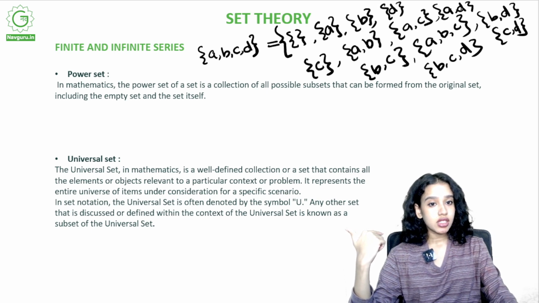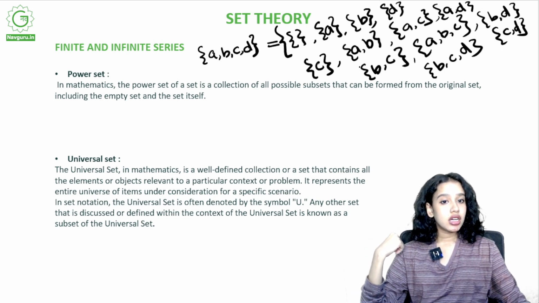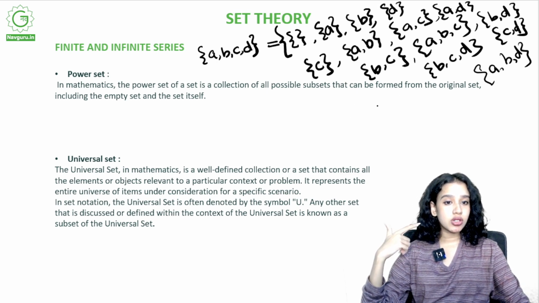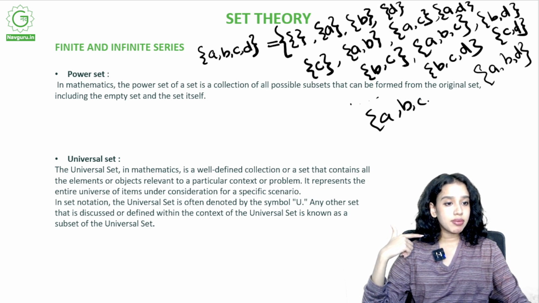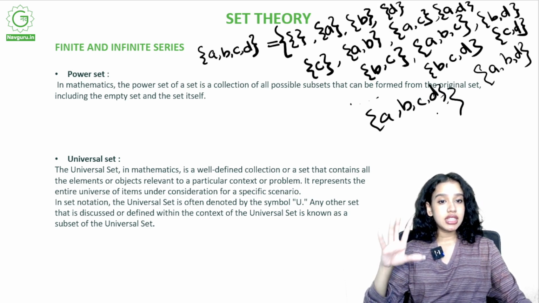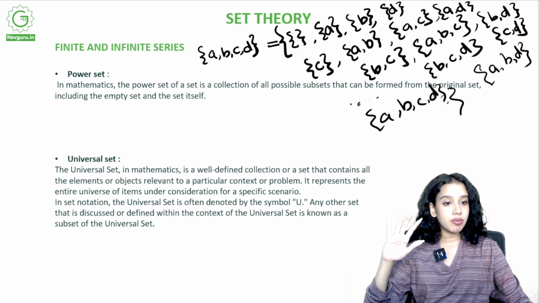Right? Now, let's say BCD is there, ABC is there. We could have ABD. Right? So this just goes on, and finally we'll also have ABCD in here, right? This is called the power set. This is not completely the power set.